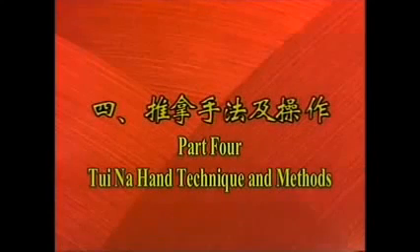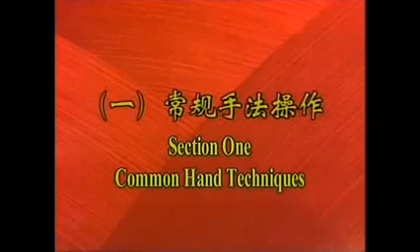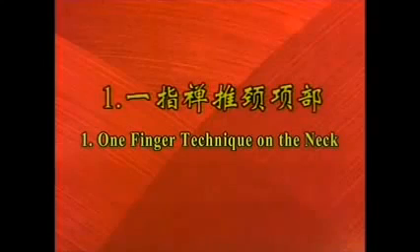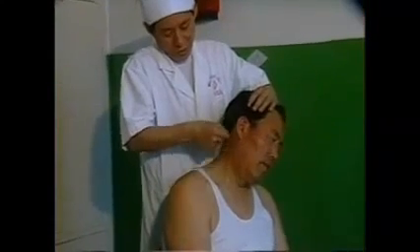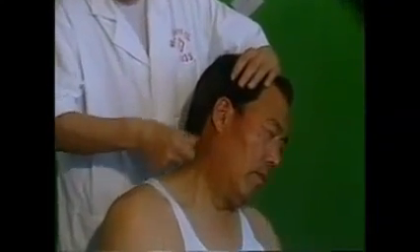Part 4. Tuina hand technique and methods. Section 1. Common hand techniques. 1. One-finger technique on the neck. With the patient sitting, the practitioner should stand behind and beside the patient. Hold the vertex in one hand. Keep the thumb of the other hand straight. Curl or relax the other 4 fingers.